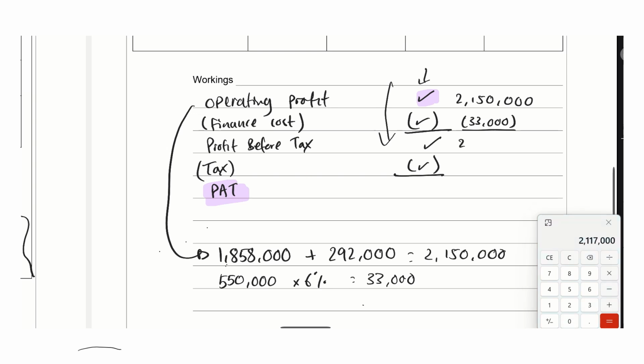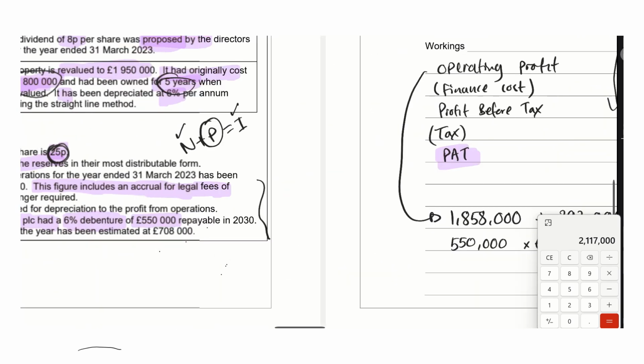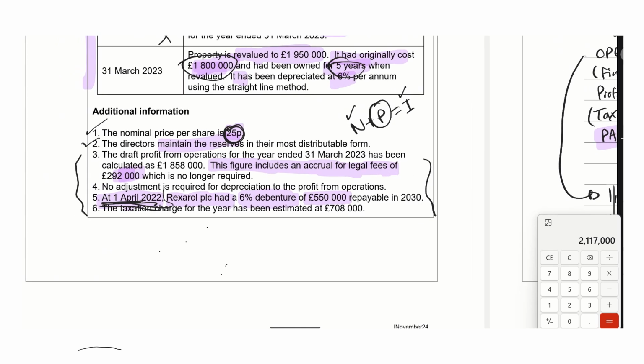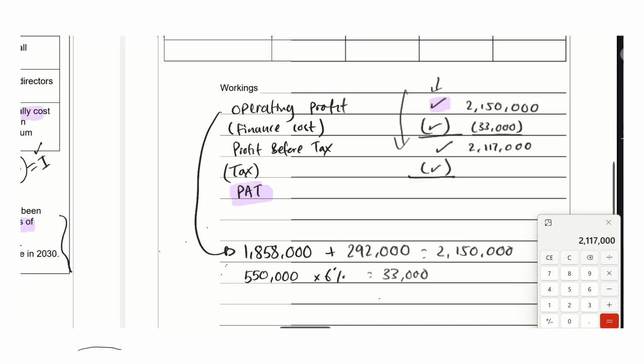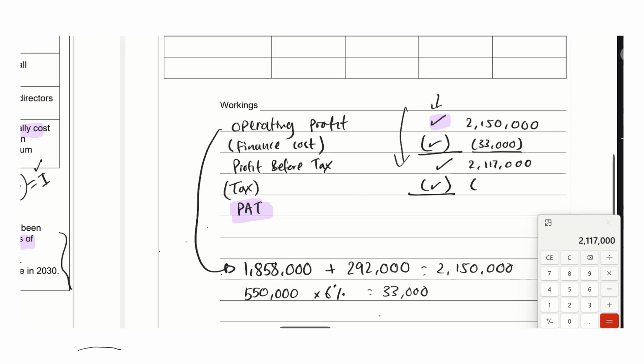And you get 2,117,000. So the last piece of the jigsaw is the tax charge, and it tells you here that the tax charge for the year has been estimated to be 708,000. So we just take off the 708,000 here.